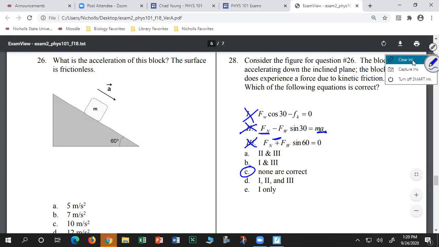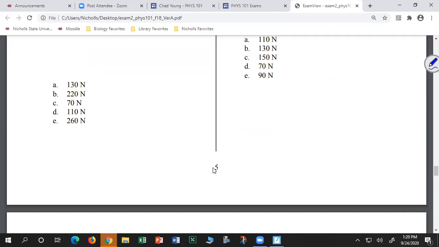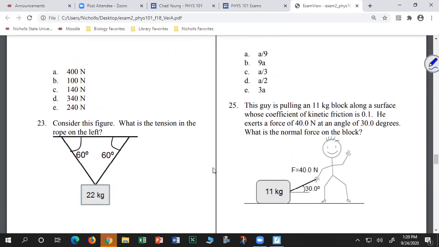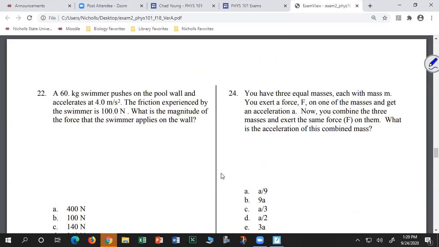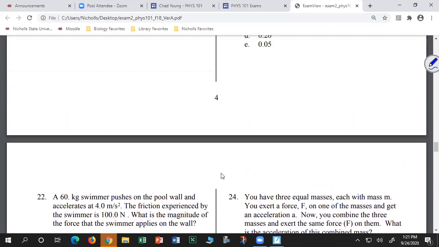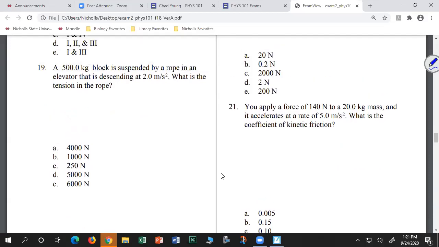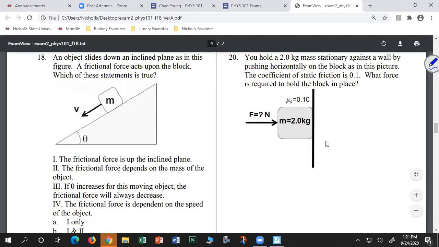All right, clear this? Let's sort of skim up here for particular questions that you might have. All right. 25, you'll see all of these actually. You'll see some like similar to all of these. Number 21, that's sort of like the swimmer problem. Number 19, the elevator problem. Number 20, this vertical friction.